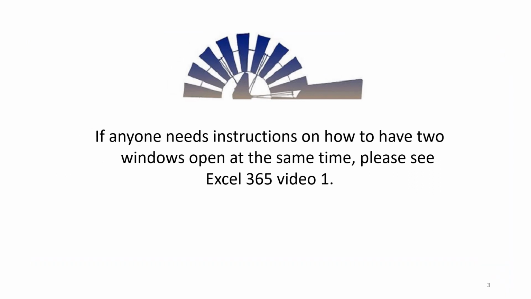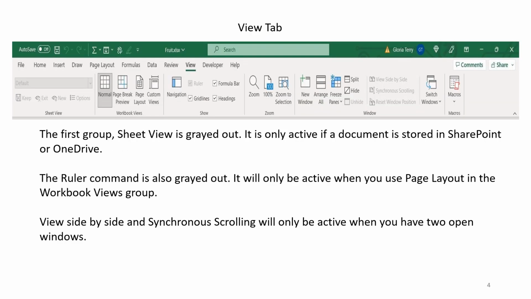If anyone needs instructions on how to have two windows open at the same time, please see Excel 365 Video 1. View tab. The first group, Sheet View, is grayed out. It's only active if a document is stored in SharePoint or OneDrive. The Ruler command is also grayed out. It will only be active when you use Page Layout in the Workbook Views group. View Side by Side and Synchronous Scrolling will only be active when you have two open windows.